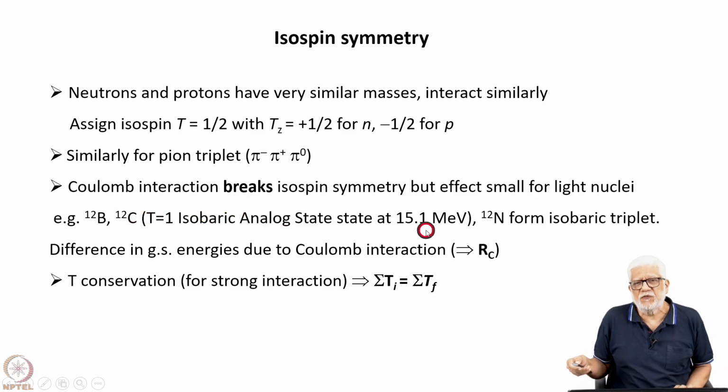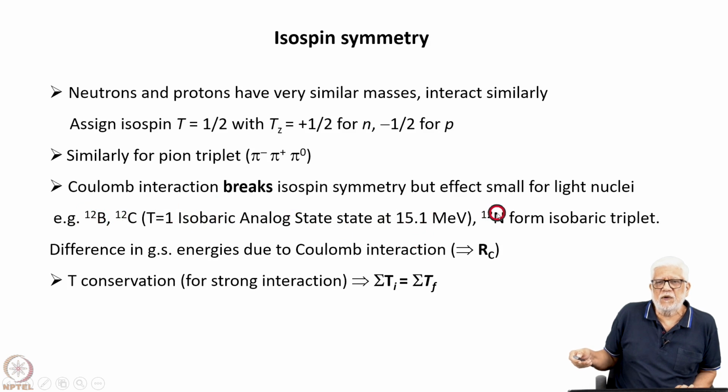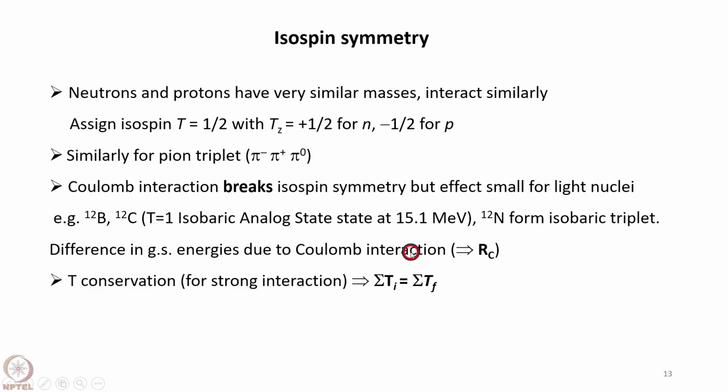This happens to be at 15.1 MeV, and these three states, the boron 12 ground state, the T equal to 1 state in carbon 12 at 15.1 MeV, and the nitrogen 12, which is also T equal to 1, form an isobaric triplet. The difference in energy is just due to the Coulomb interaction. So, if T is conserved, then in any nuclear process, the initial isospin should be equal to the final isospin.